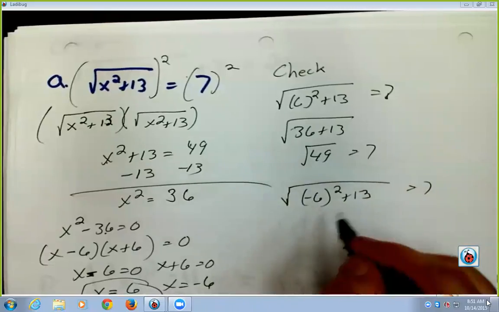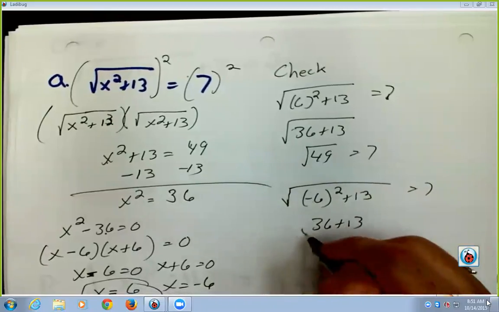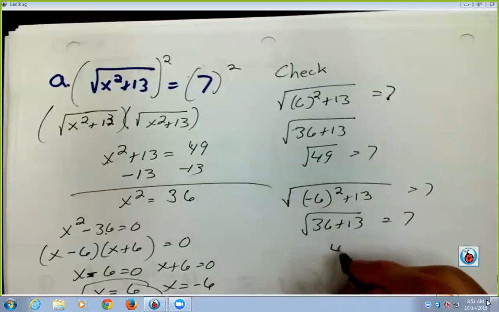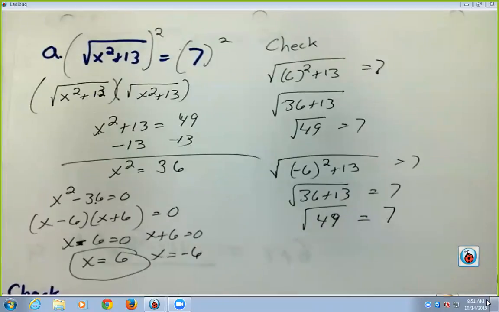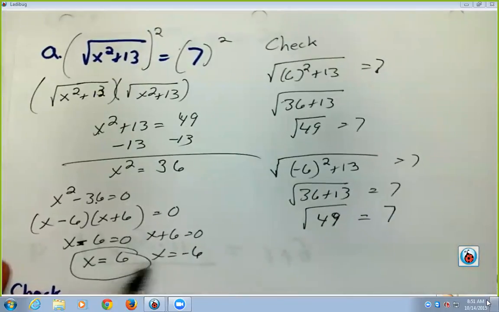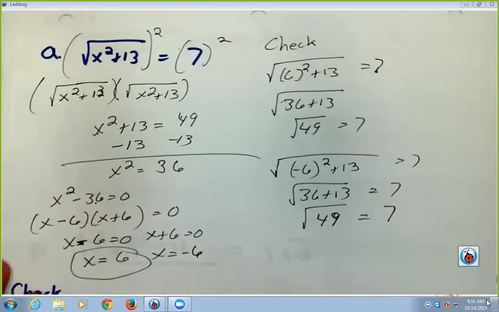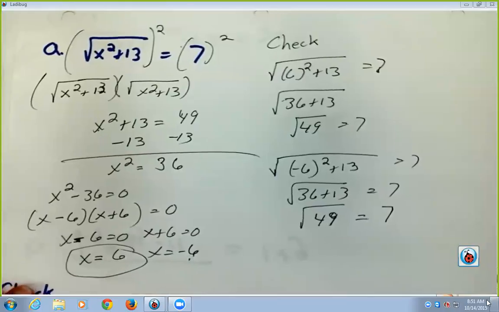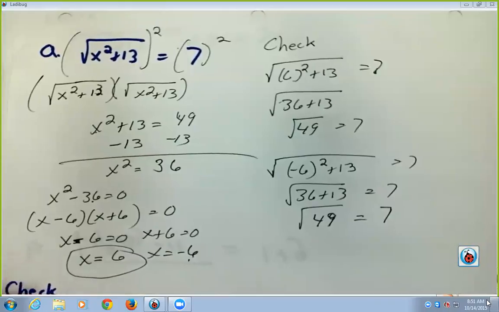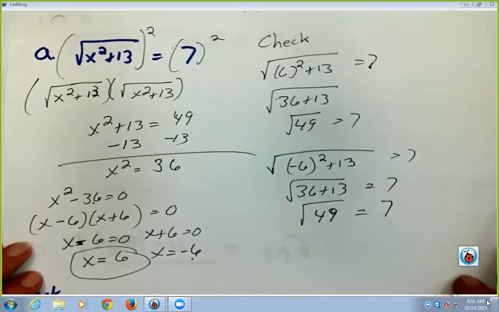Negative 6 squared is 36. And we just proved this up above. So the square root of 49 does equal 7. So we are good to go. Okay. So both answers I can put into my answer for this one. So both positive 6 and a negative 6 will end up working. Okay. Again, it's that process of going through and using some of the rules and techniques that we've had.